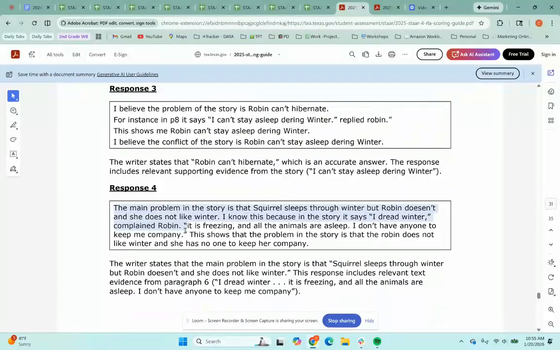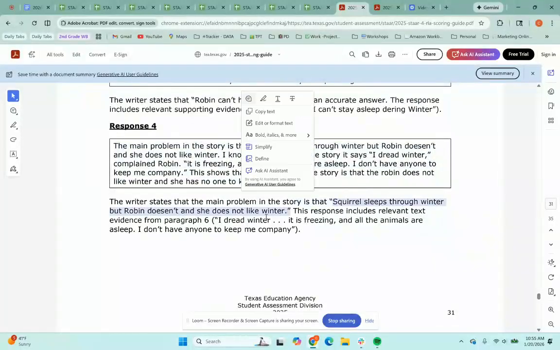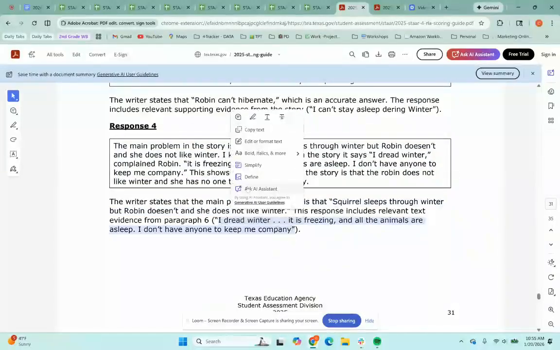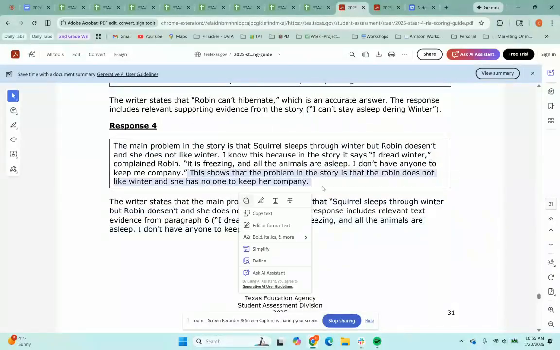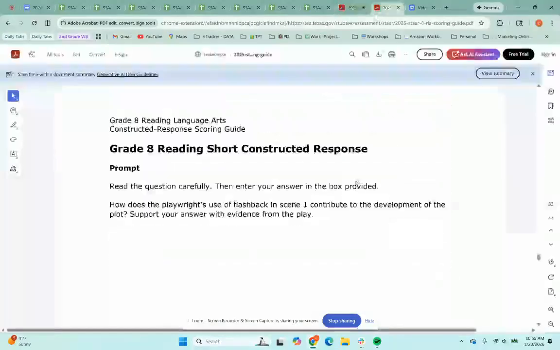Okay, here's another one. If you look at what TEA wrote here, they are telling you the problem was stated and the relevant evidence, the rest of it, this part, they're not even looking at. Okay, that was 4th grade. I just want to really quickly show you 8th grade just to jump it up a notch.